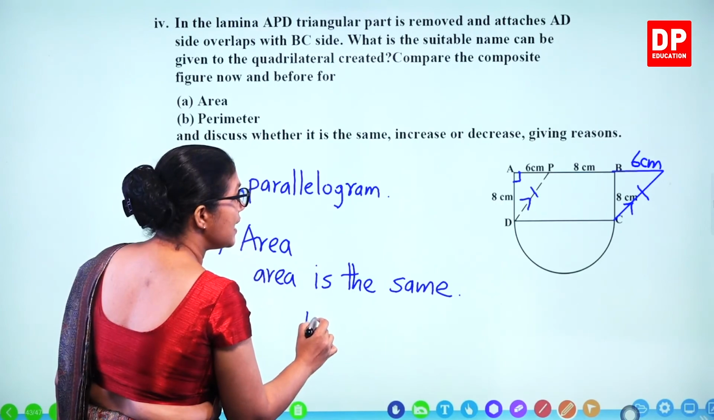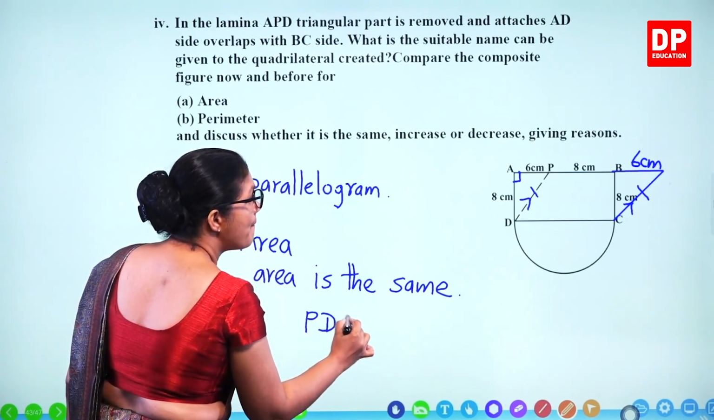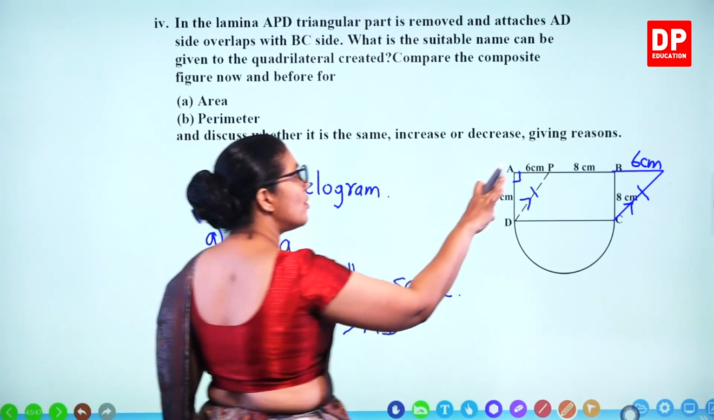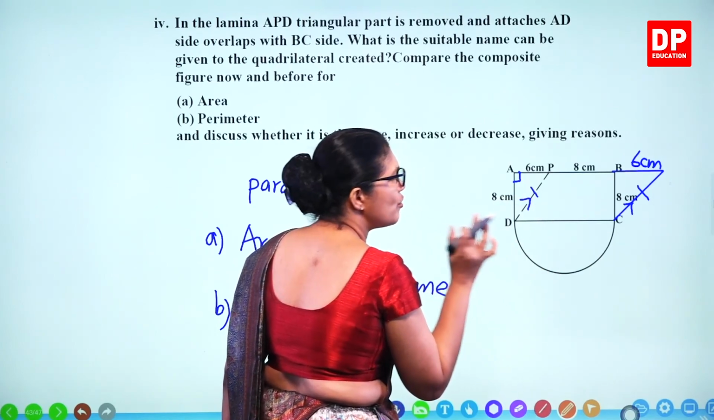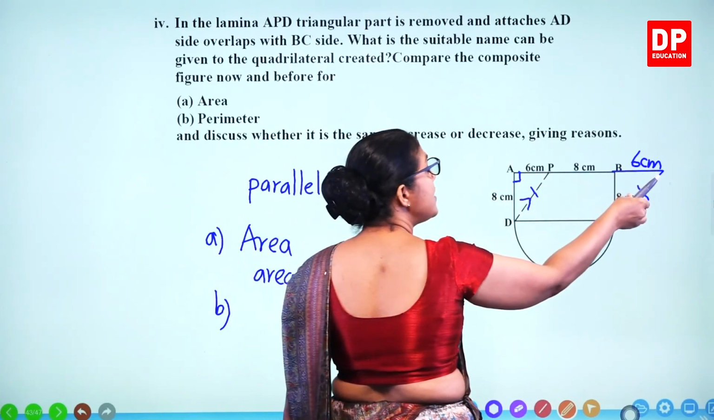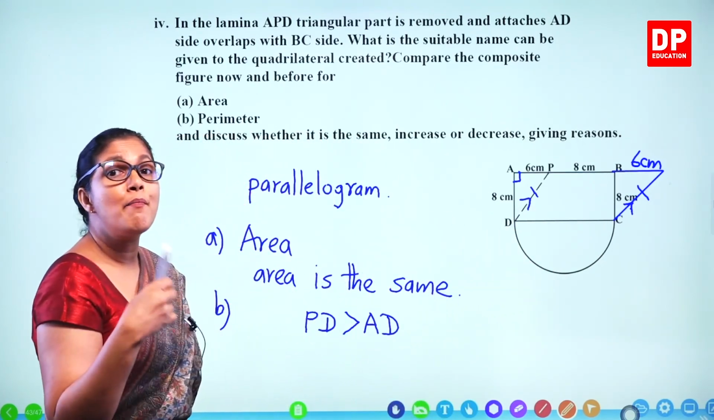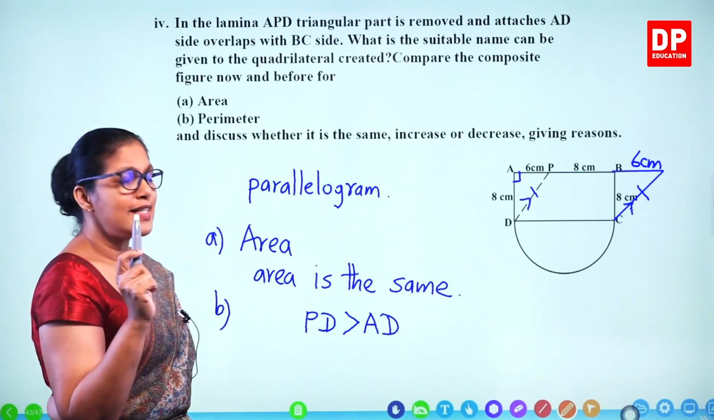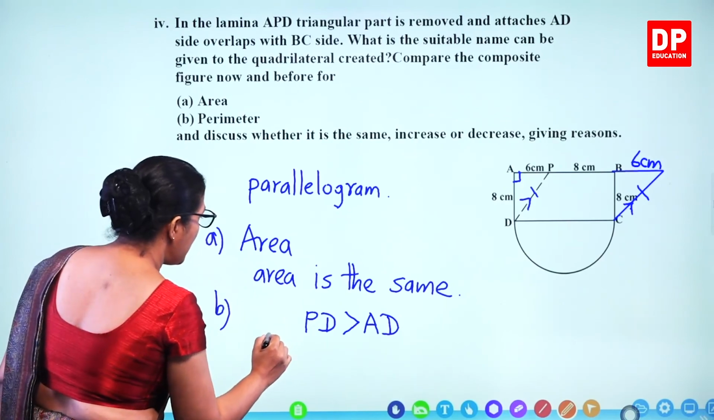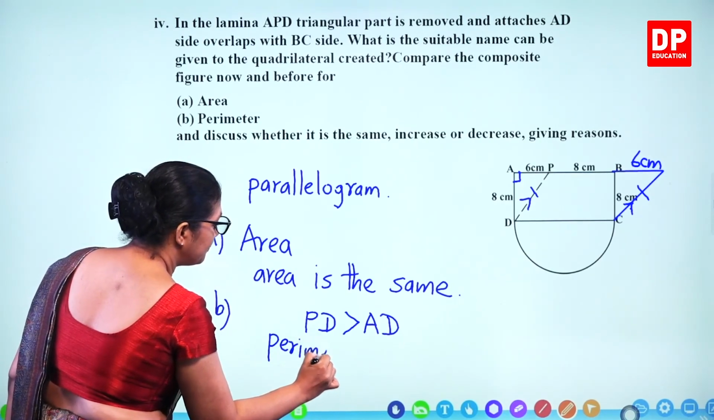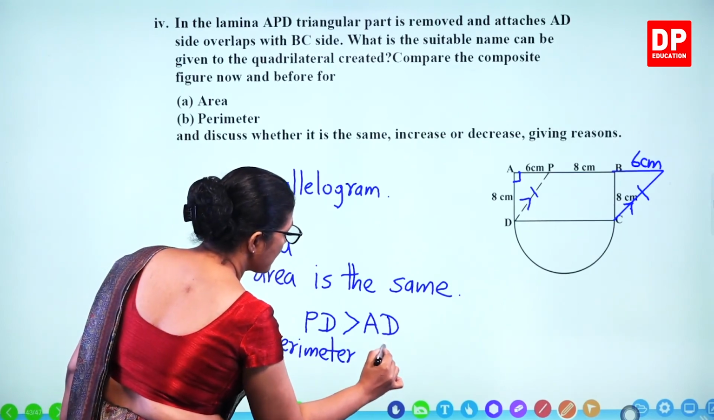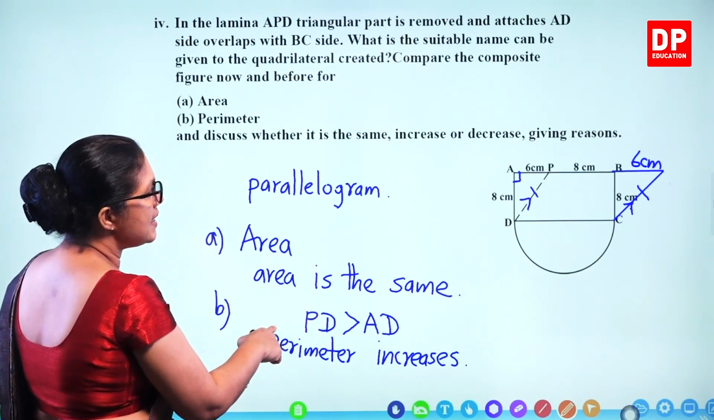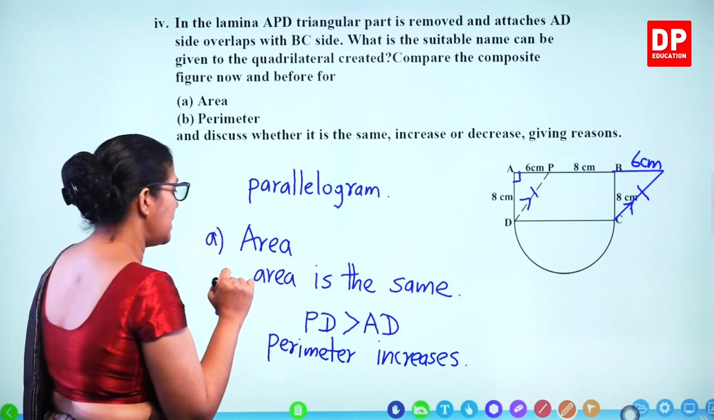So you get PD is more than AD length. If you calculate the value, that's 10. So this length is being added. So you are adding more when you take the outer length. So perimeter is increasing. So we can say perimeter increases as the length PD is more than AD.